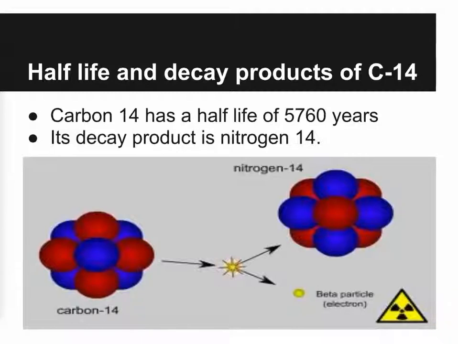As you can see, carbon-14, as pictured here, decays into nitrogen-14 and a beta particle, which is radioactive. The isotope has a half-life of 5,760 years. The fraction of carbon-14 in a sample is halved over the course of these years due to radioactive decay to nitrogen-14.